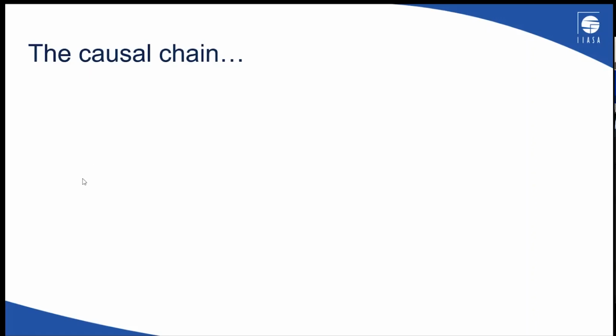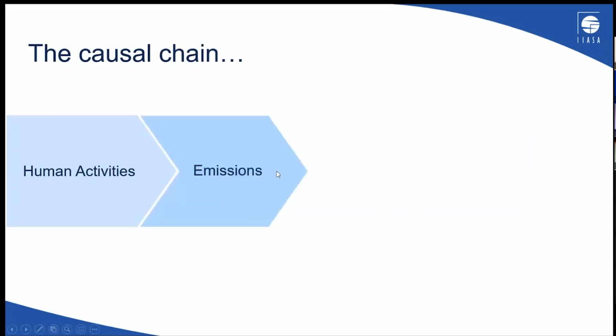So here, I just want to show the causal chain. You can see here the causal chain of the GAINS model. So what is the cause? Because we have human or anthropogenic activities. We have transport, power generation, industrial production, we are cooking, we are heating, we are lighting our houses. So that is responsible for emissions.